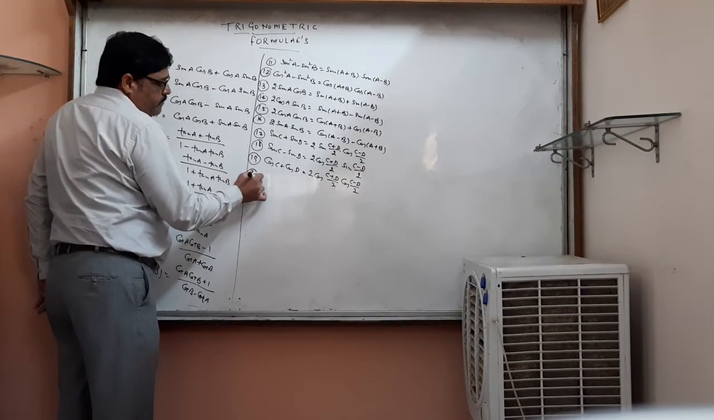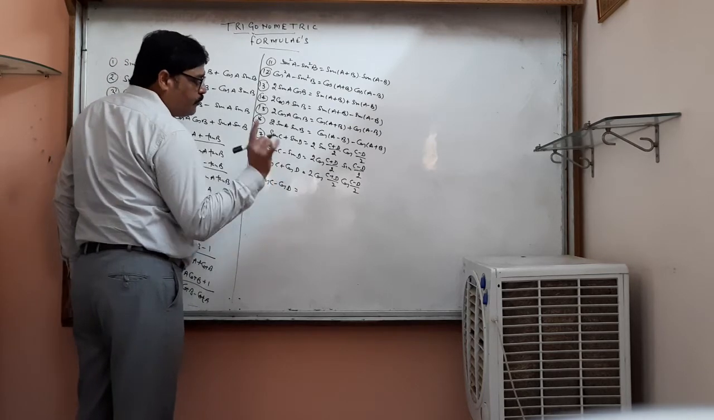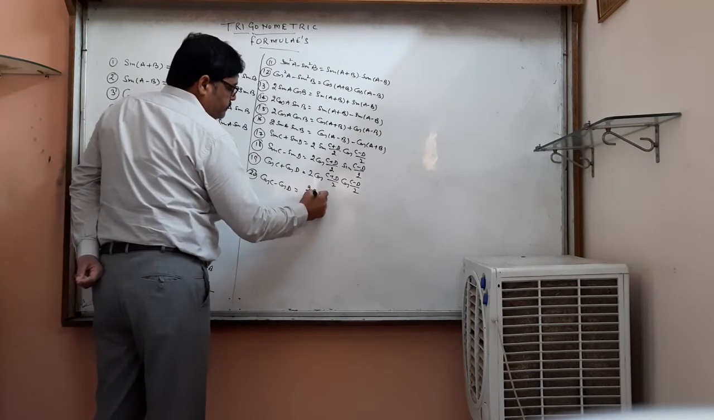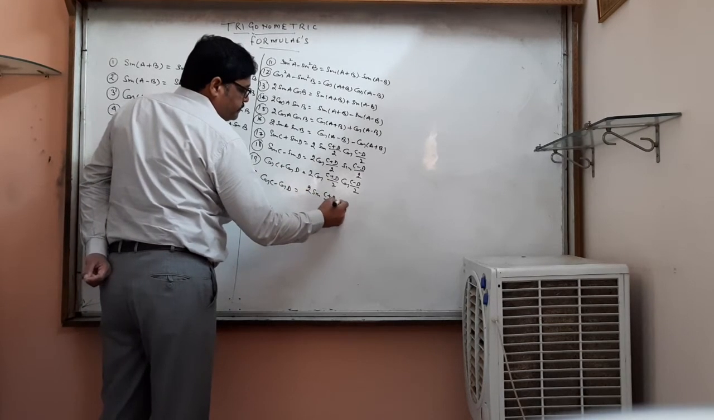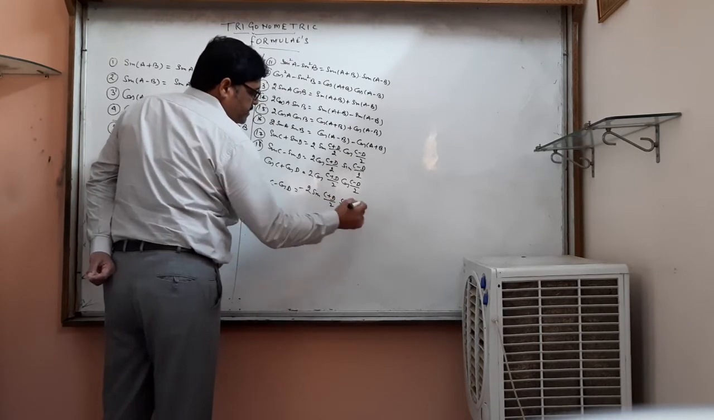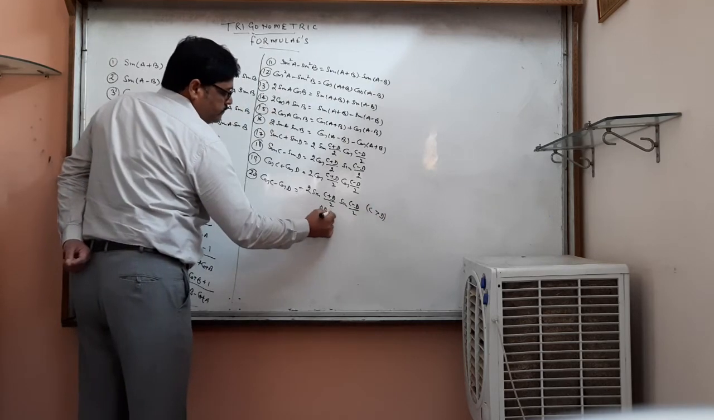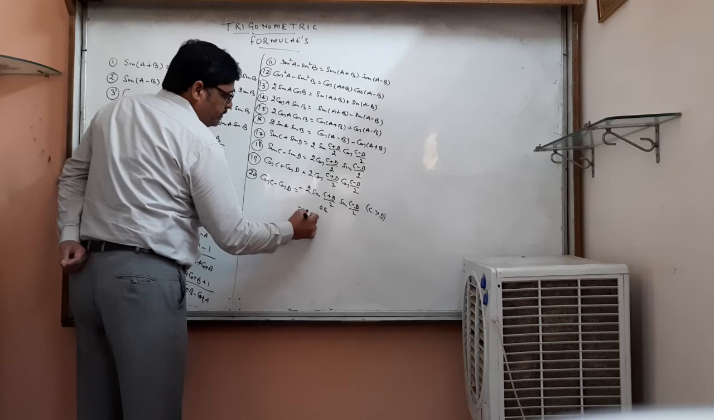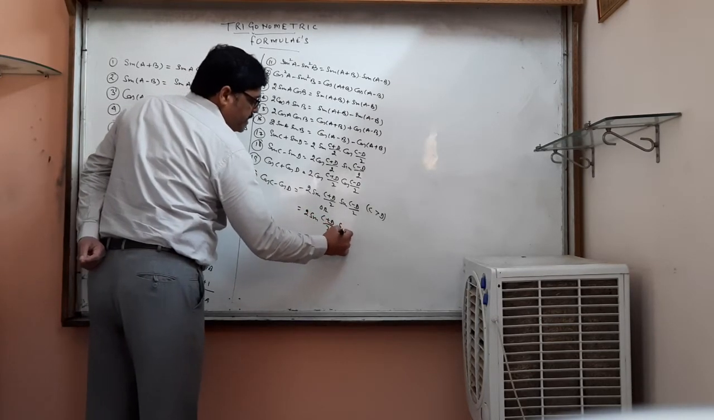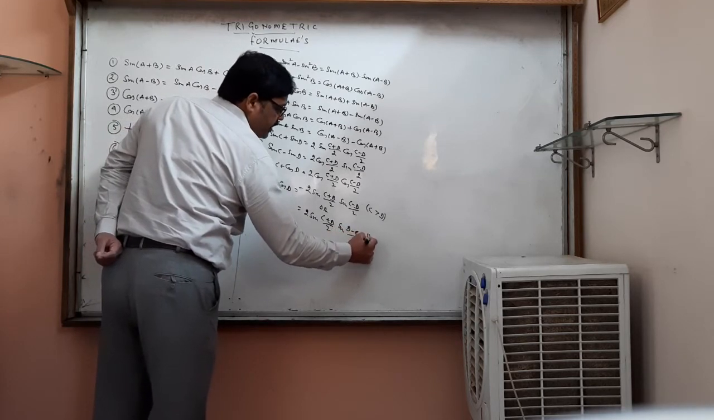Next one, cos C minus cos D. Here are two forms: 2 sin C plus D by 2 sin C minus D by 2 with a minus sign when C is greater than D, or 2 sin C plus D by 2 sin D minus C by 2. This one is used when D is greater than C.